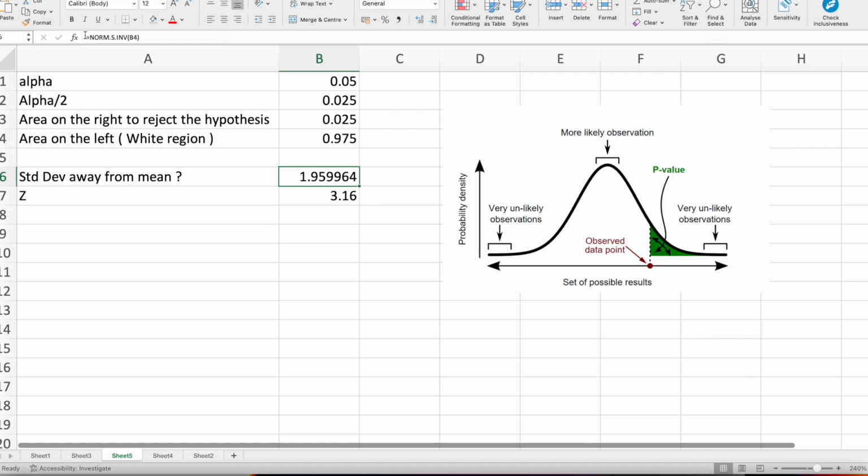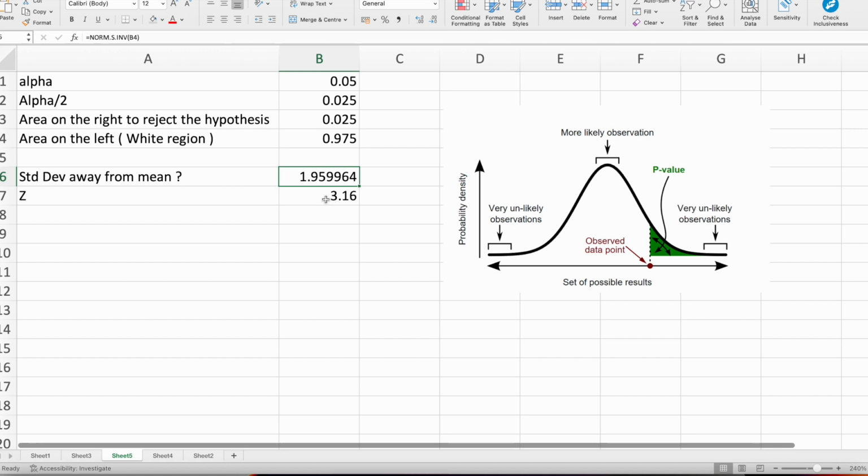To calculate the z-score, you can use this Excel formula, NORM.S.INV, the inverse of the normal distribution, okay? I'm giving the area over here, 0.975. And if I calculate the z value, it is coming 1.95. That means to get the area 0.975 on the white side, the z, or the standard deviation away from the mean, is 1.95.